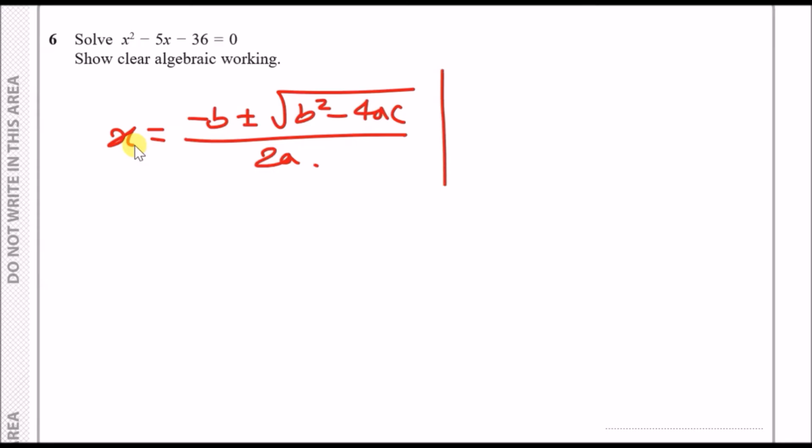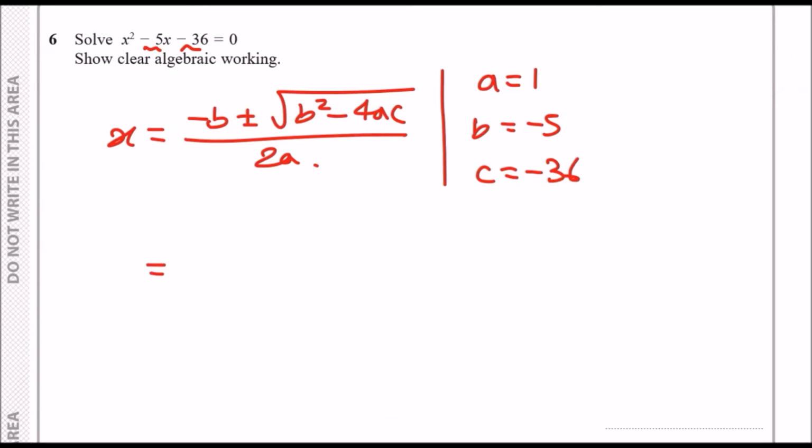Now, what are these letters? Well, these letters a, b, c are actually the values in front of the x squared, the x, and the constant. So we say that a is 1, which is the coefficient of x squared. b is going to be equal to minus 5, which is the coefficient of x. And c is the constant of minus 36. And all you have to do is literally plug these values into the formula.